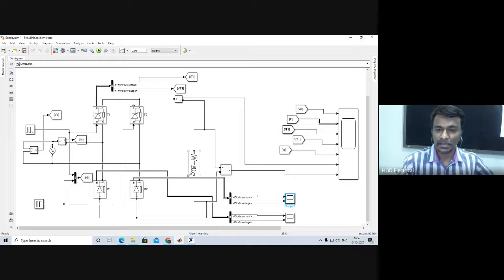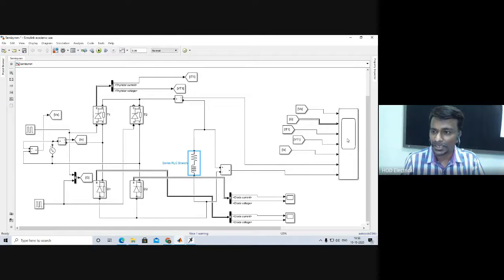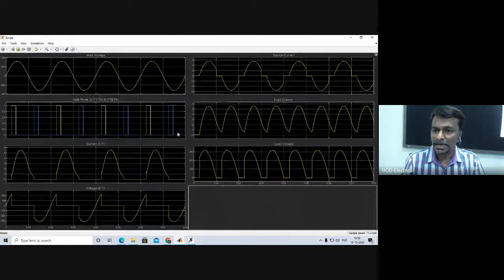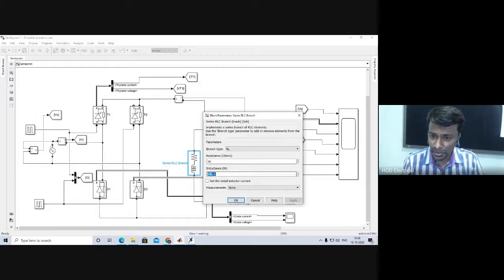So this is the entire system for the full semi converter. Now I am reducing this inductance value a little more, just to show you discontinuous conduction. This is for continuous conduction. Why is it continuous conduction? Here the load current is always continuous. For discontinuous conduction, either I have to reduce this inductance or increase the firing angle. So now I am reducing this inductance value to 30 millihenry.